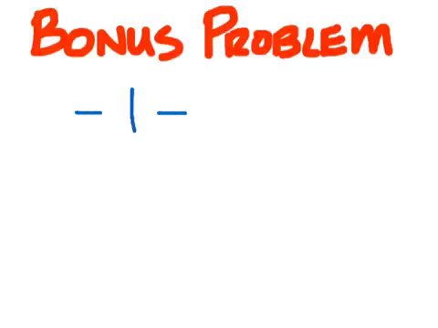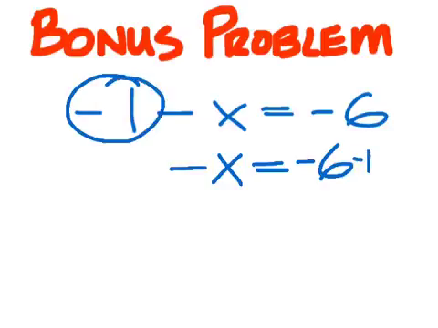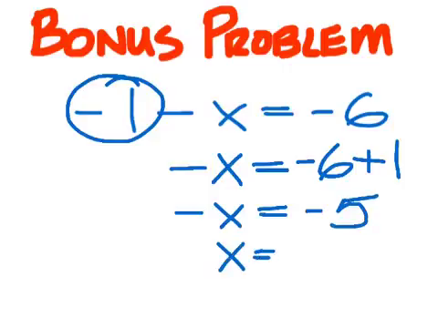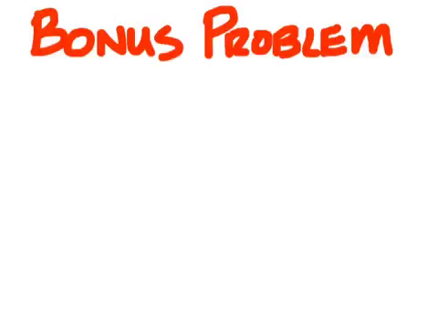Bonus problem number 1 is -1 minus x equals a -6. Solution for the bonus. Leave the -x, move this over, make it +1. -6 plus 1 is -5, but you have to divide by -1 because of this. Answer should be 5. Bonus number 2.